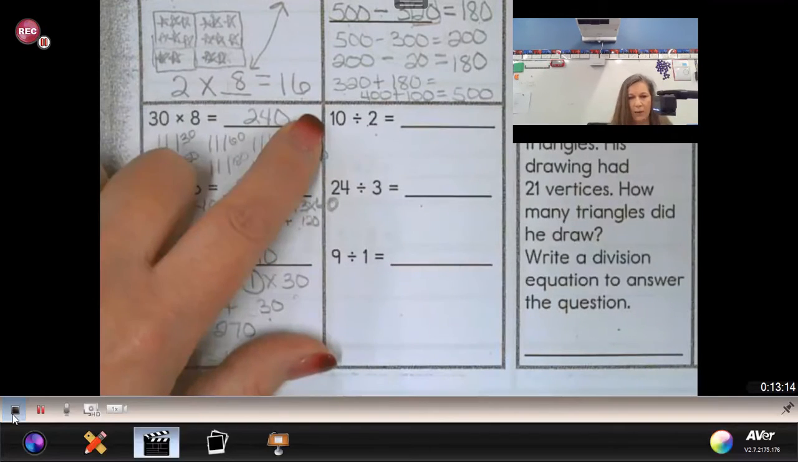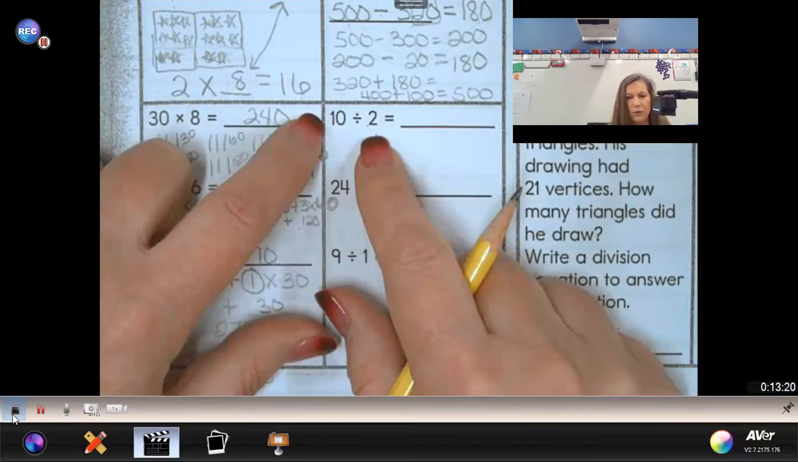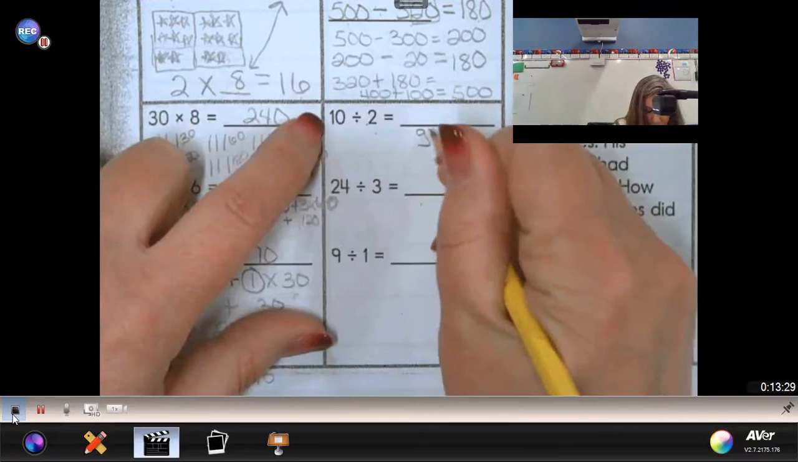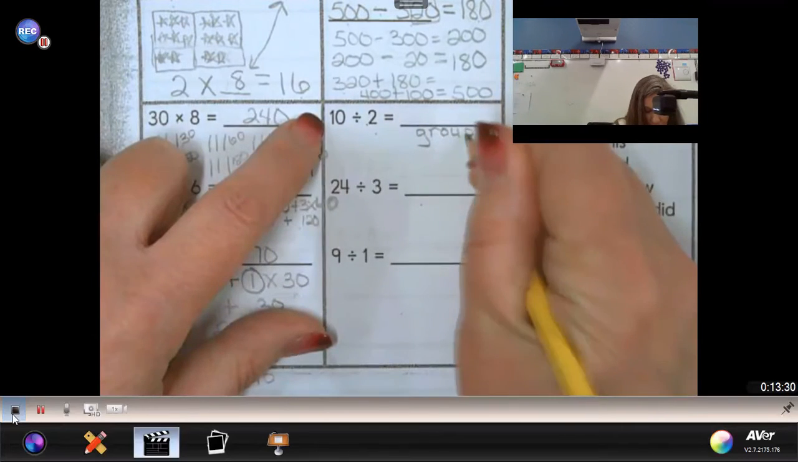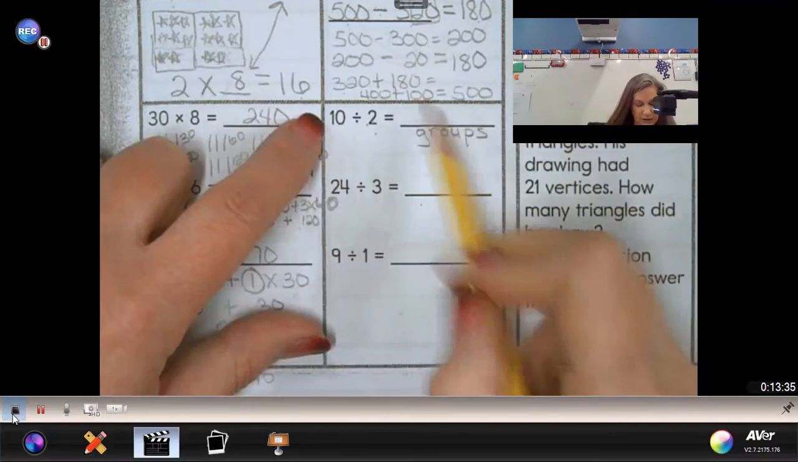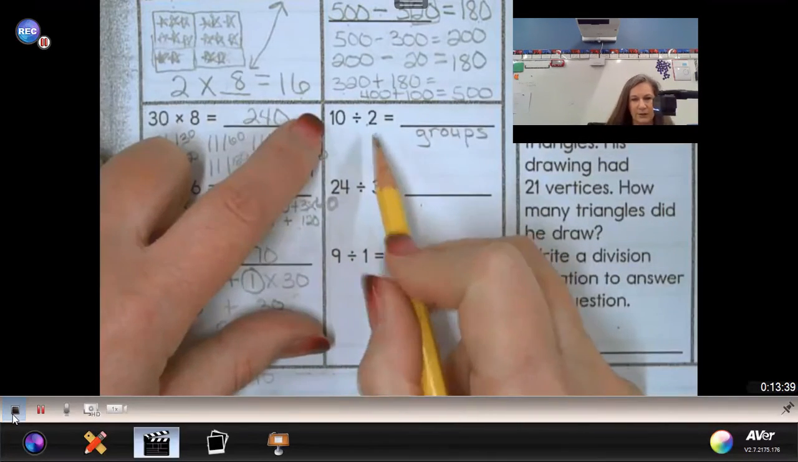We have 10 objects, and we're putting them into either 2 groups, or if it would be easier for you, you can put it into groups of 2. Well, I'm going to try putting it into groups of 2 and then figuring out what the groups are. I'm going to model this in different ways. That way you can see that it's still going to give you the same quotient. It's just how you look at it a little differently.